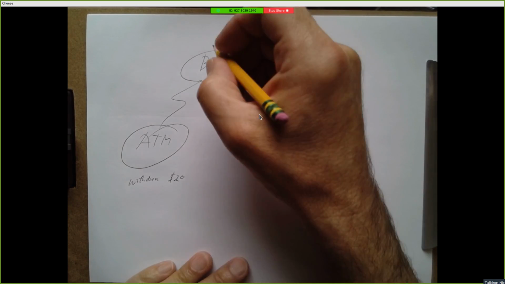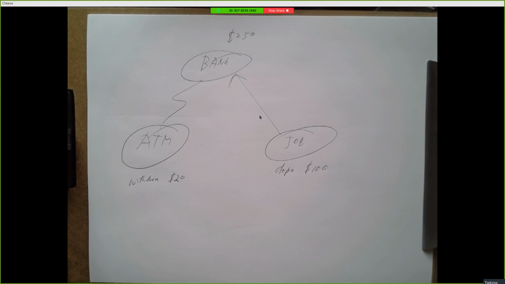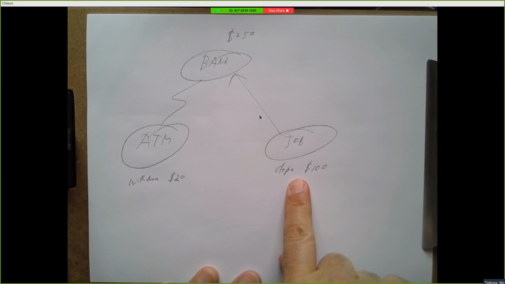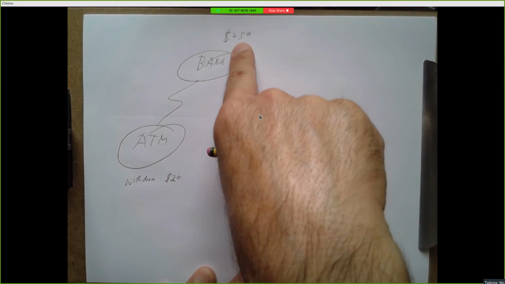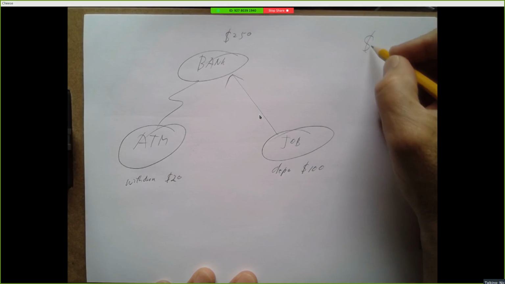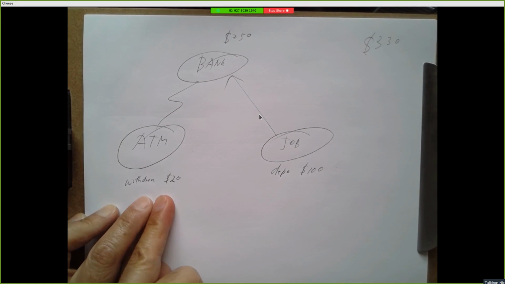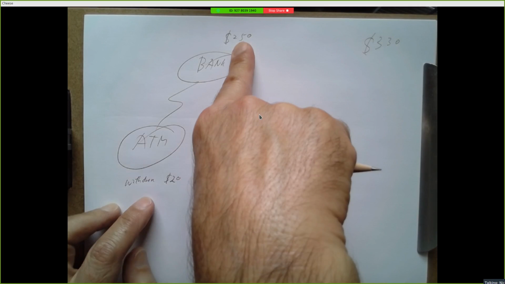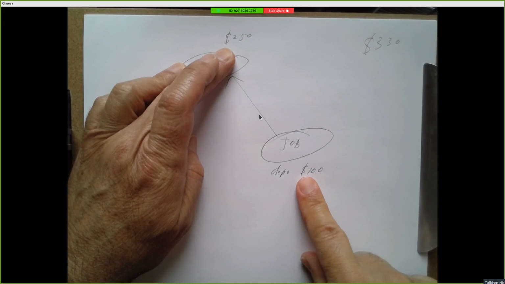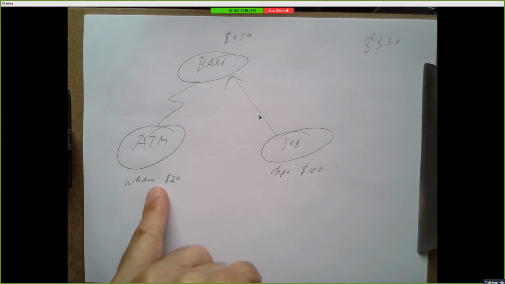Okay, and let's suppose my initial balance is $250. If my employer deposits $100, that's $350. If I withdraw 20, I should end up with $330 in my account, $20 in my pocket. If I withdraw my $20 first, I'll have $230, and then when my employer deposits $100 on top of $230, I'll have $330 in the bank, $20 in my pocket.